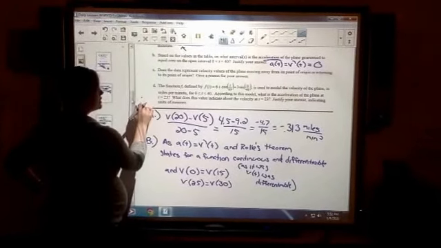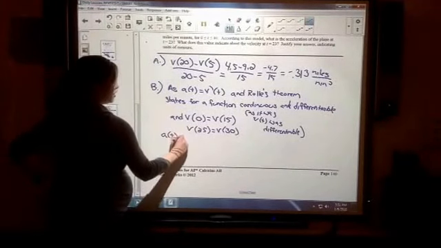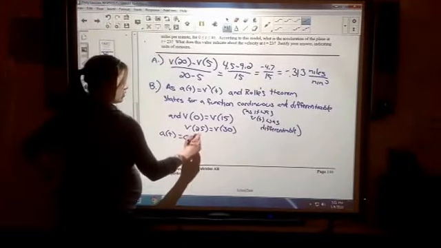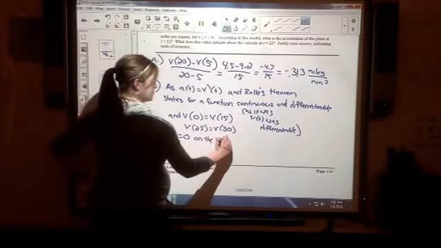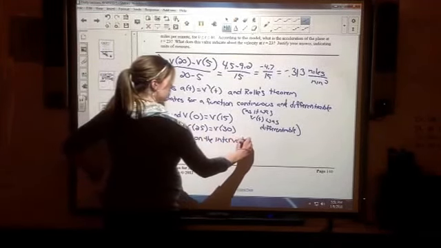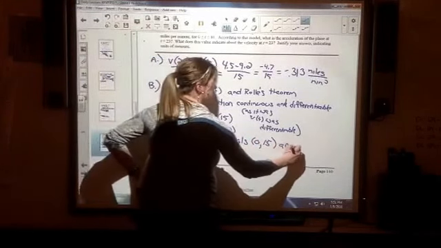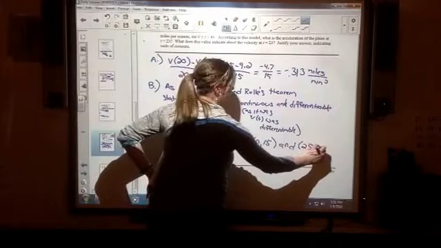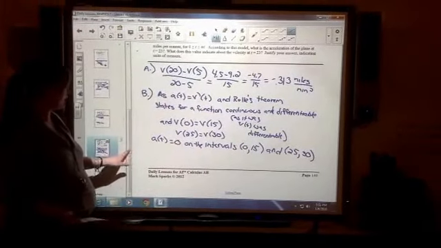on what intervals is the acceleration in the plane? Acceleration equals 0 on the intervals 0 to 15 and 25 to 30. So we've got two different places where acceleration is guaranteed to be 0.